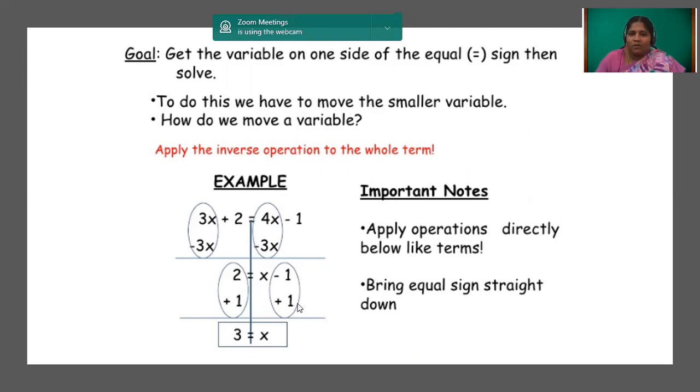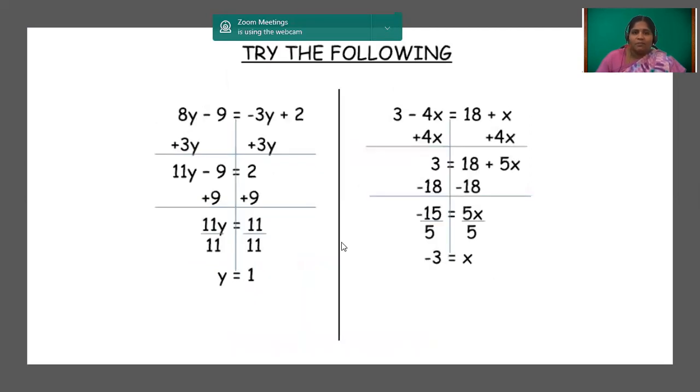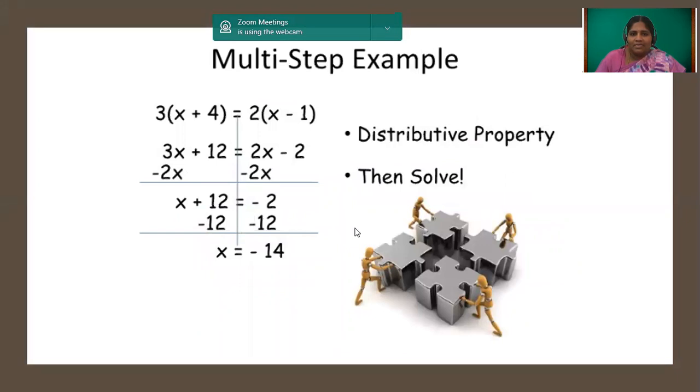So what is the important note we need to take? Apply the operations directly below like terms and bring equal signs straight down. So please try the following two questions and come up with any ideas. Okay. Let us see the multi-step example.